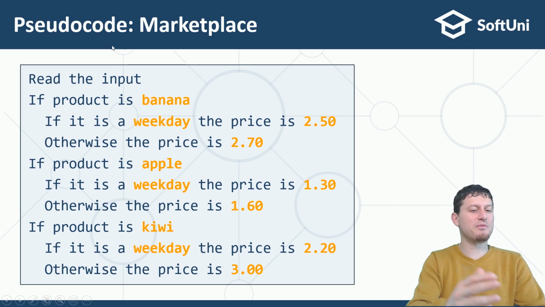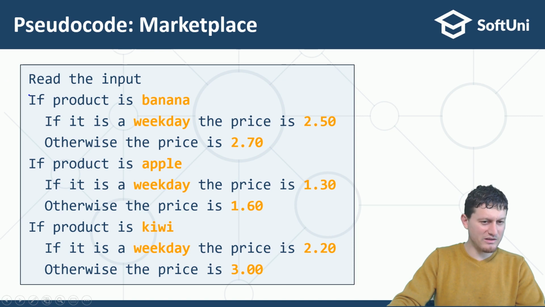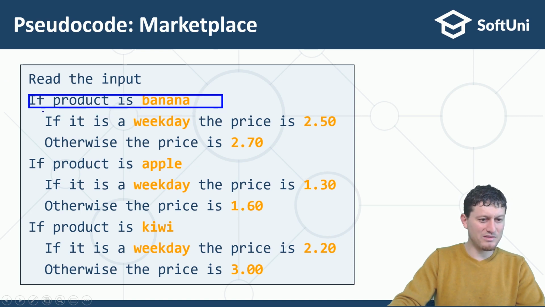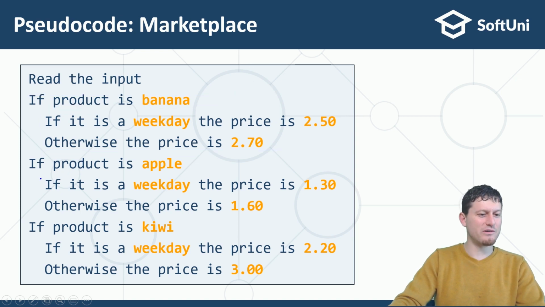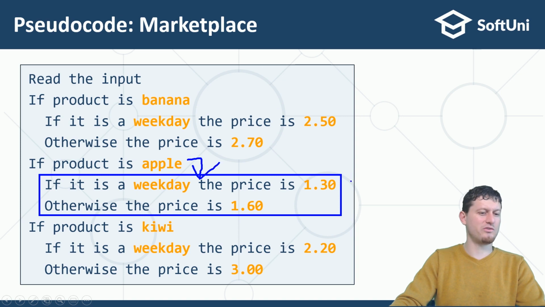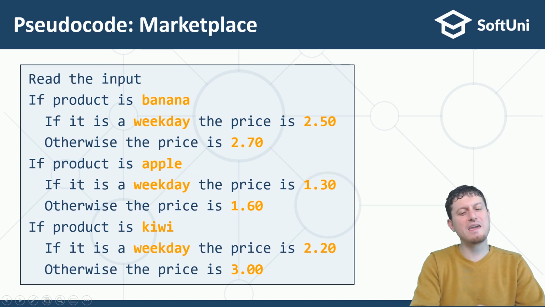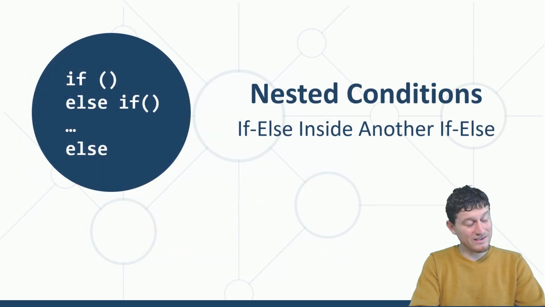So this is a pseudocode which explains that sometimes we need nested if statements. So this is an if statement, but this is another if statement which happens if the first is true. It's called nested or inner if statement. This if statement happens only if the first is true. So this is how we can express more complex programming logic. Let's see how this happens in programming with Java.